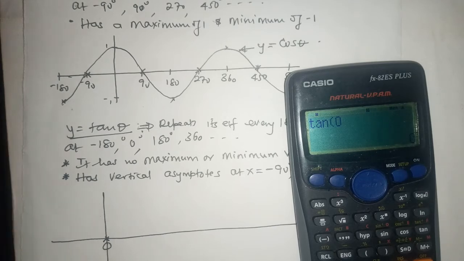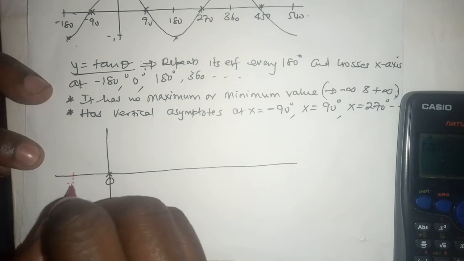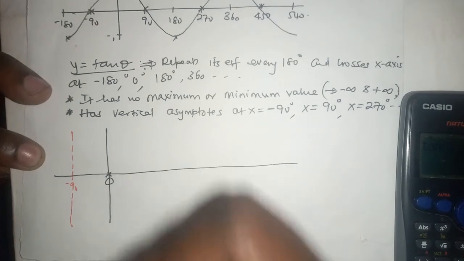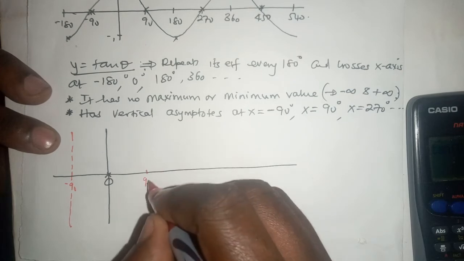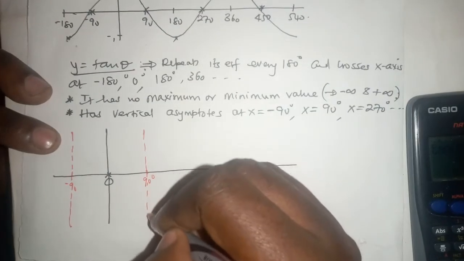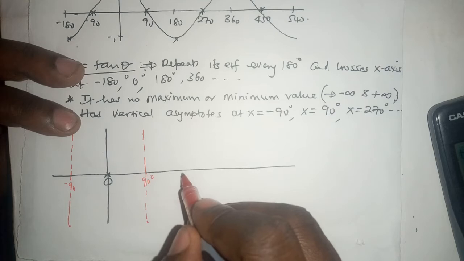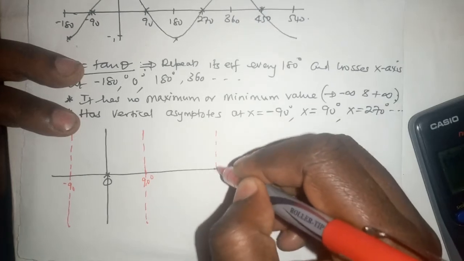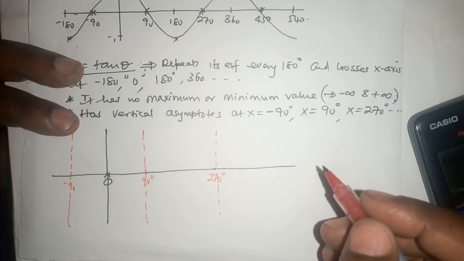We are already told that there's an asymptote at negative 90. This is an asymptote. There's an asymptote there. There is another asymptote at 90 degrees. This is another asymptote. There is another asymptote at 90, 180, 270. There is another asymptote at 270. This is 270 degrees. And we are simply going to see how this works.